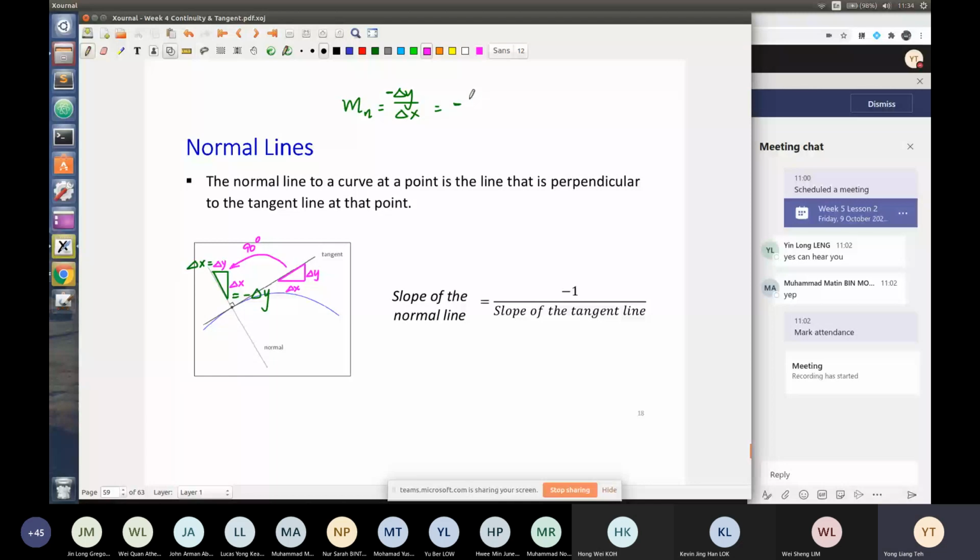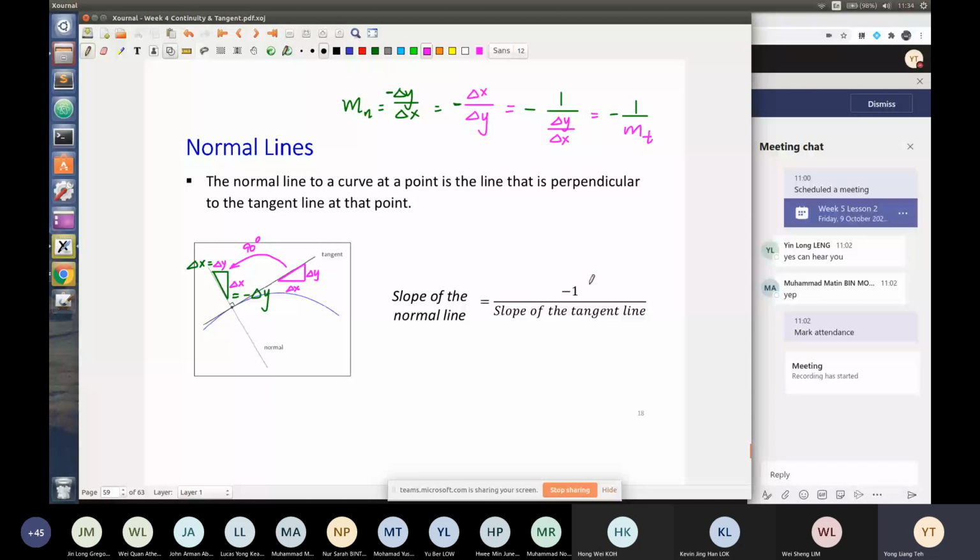Isn't this equivalent to minus 1 over, because this is 1 over change in y over change in x? So clearly we can write this as minus 1 over the gradient of the tangent. Just by looking at triangles and rotating it, you can come up with this identity, or the equation here. So we're just going to make use of this.